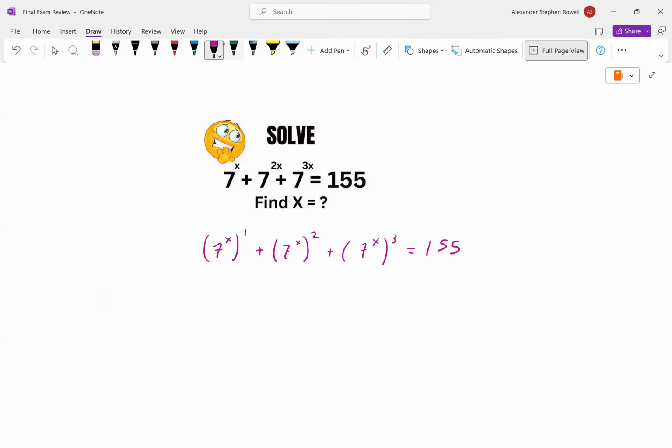Power to power, you multiply them. So this is the same thing, right? In each of those. So you let u equal 7 to the x. Do you remember this? Yeah. So that looks a lot like u to the first power plus u squared plus u cubed is equal to 155. So that's substitution. We did that in chapter 1.